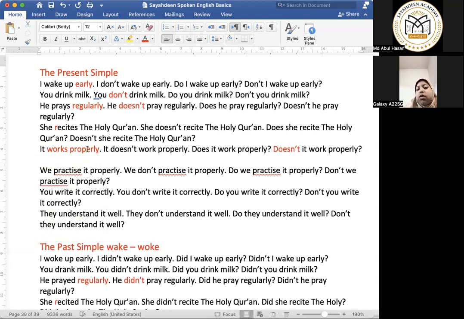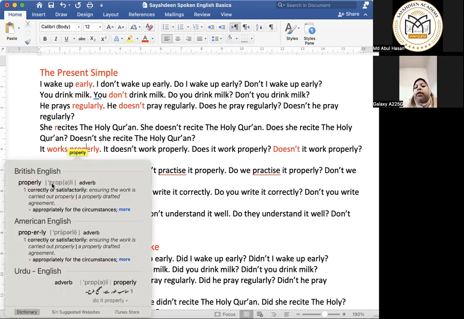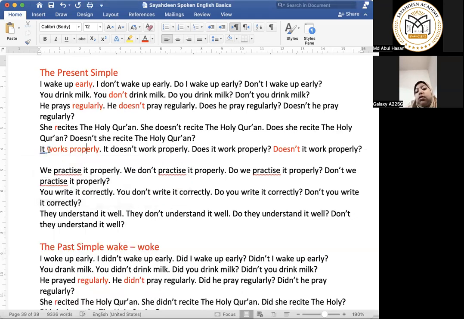So it works properly. It's not "properly", no. It's properly, look at it. P has the stress, properly. You have to push it hard. So this is how you will say: it works properly. It works properly. It doesn't work properly. Does it work properly? Doesn't it work properly?